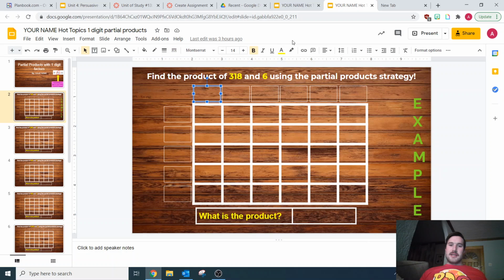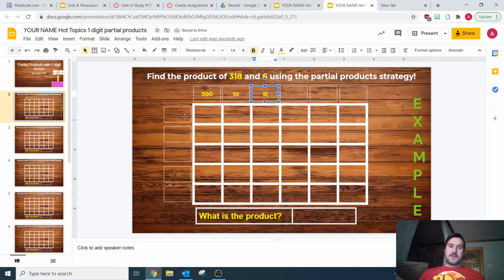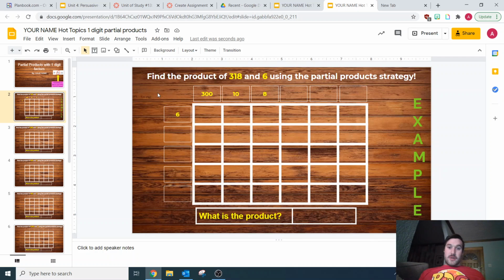Now, what's nice about partial products is you get to choose how you decompose the number. A common way of decomposing the numbers is in expanded form. For example, the number 318, I would decompose into 310 and 8. I know that 6 is just in the ones place, so I could leave it as 6. If that breakdown of the factors works for me, then totally awesome. Whatever breakdown is efficient for you.